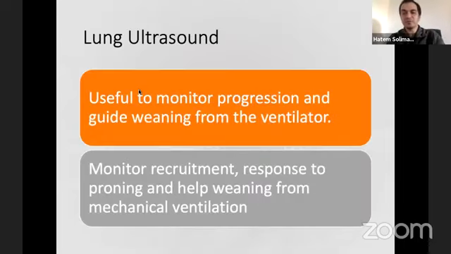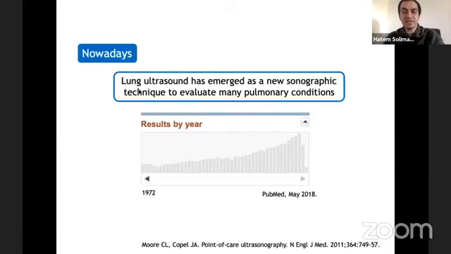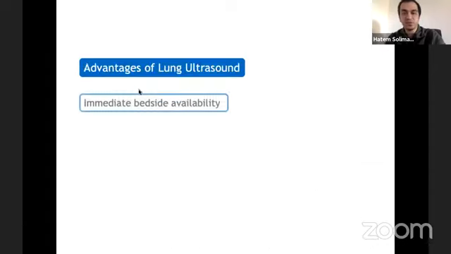And then we come to the role of lung ultrasound, which is useful to monitor progression and guide weaning from the ventilator. We usually use it to monitor our recruitment, to see the level of aeration in the lungs, to see the effect and response to proning, and to help weaning from ventilation. And this is a study which shows the significant increase in the number of publications on lung ultrasound from the 70s until now when you search it on PubMed.